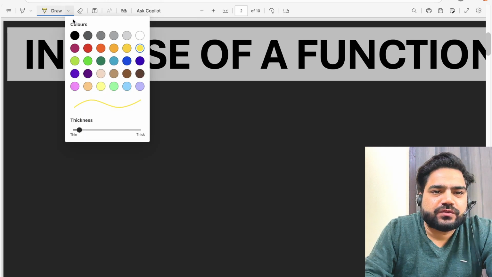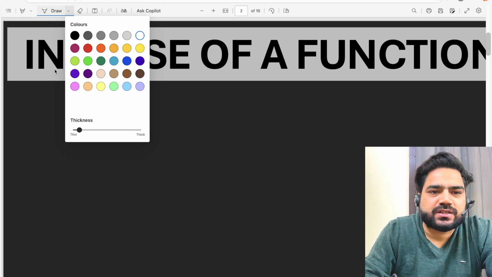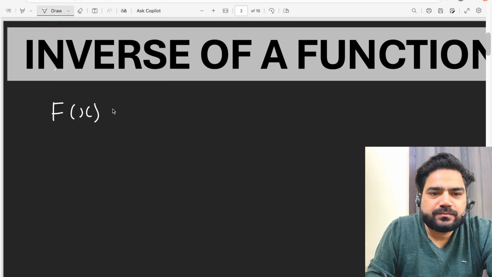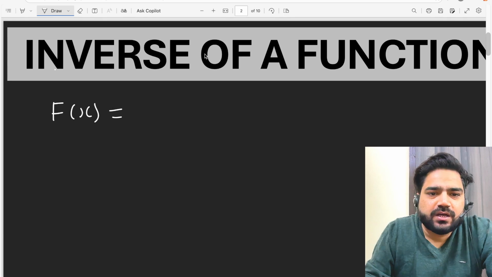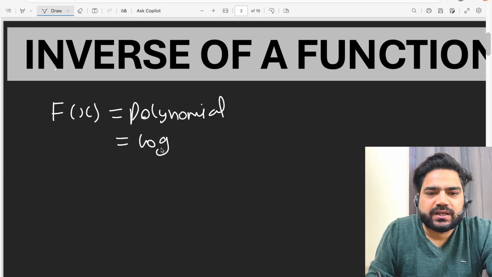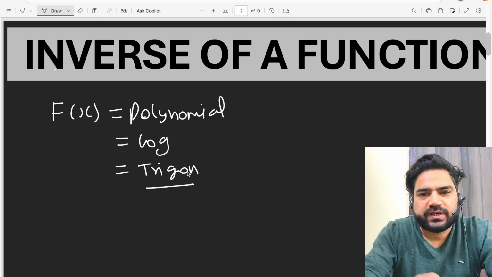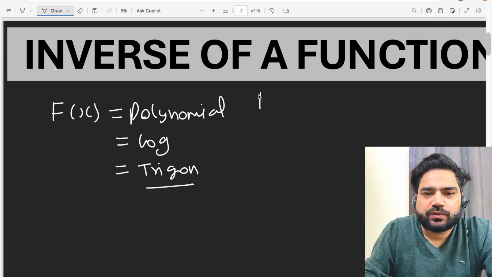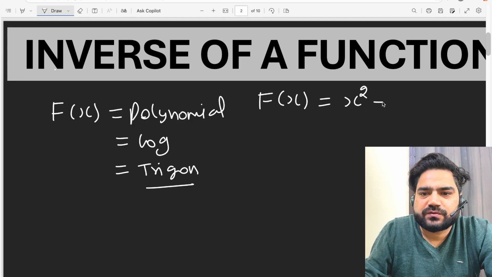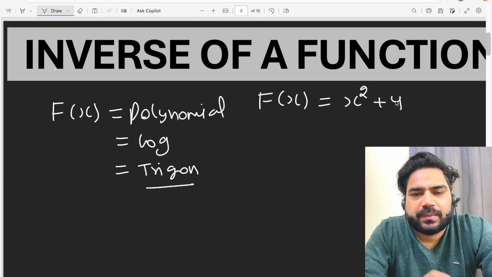First of all, let's see what the inverse of a function is. In functions we can have different types: polynomial functions, logarithmic functions, trigonometric functions. A lot of different types of functions we have. Suppose I take an example of an algebraic, or polynomial, function: x square plus 4. This is a parabolic function.